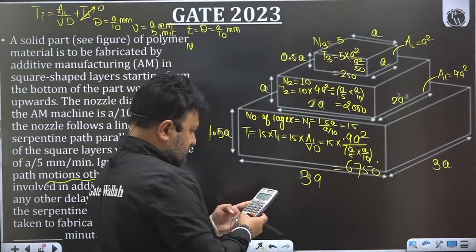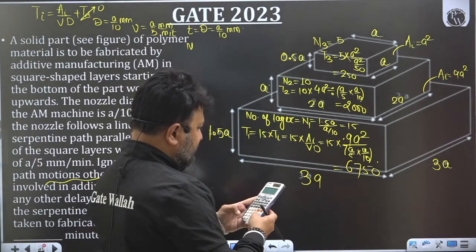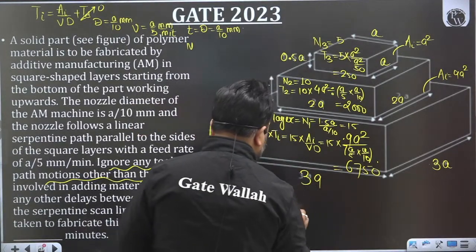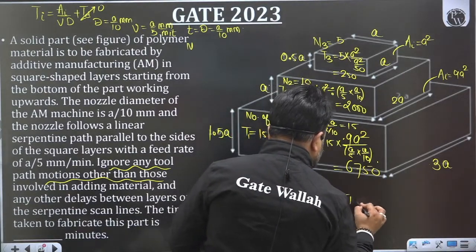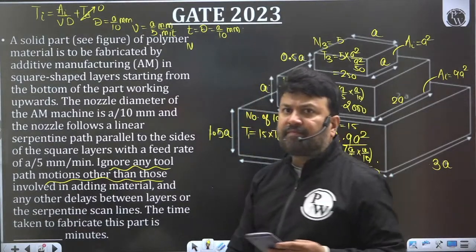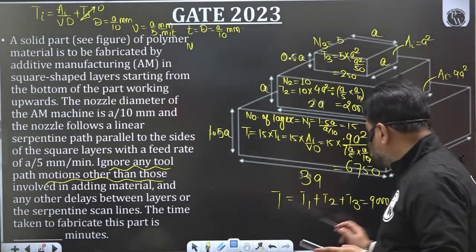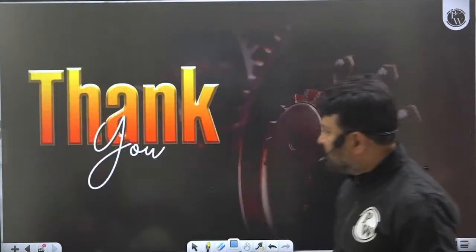So 6750 plus 2000 plus 250. The total time T1 plus T2 plus T3 is 9000. Is it clear? My method is universal. It will work everywhere. Thank you very much.